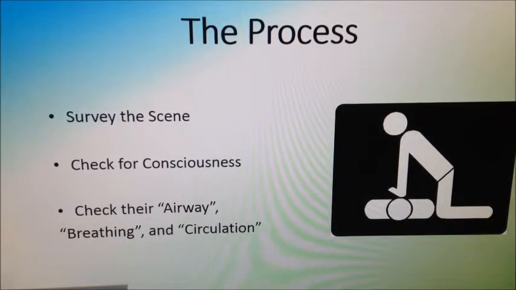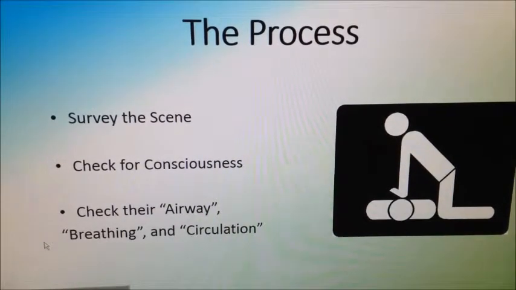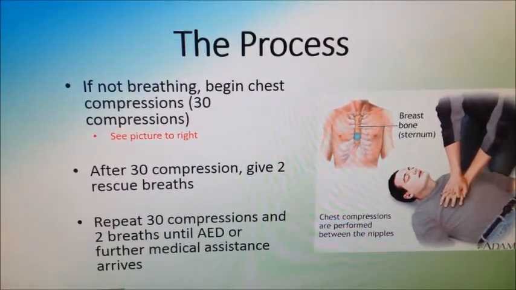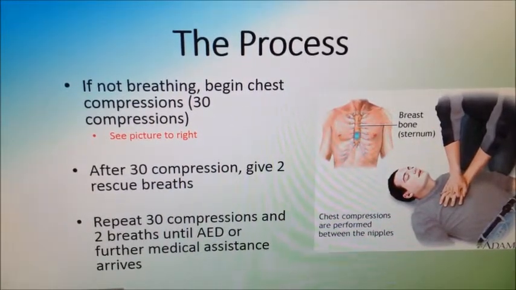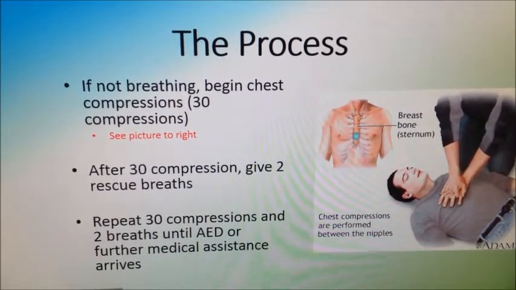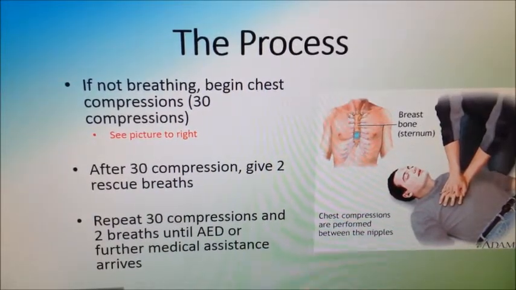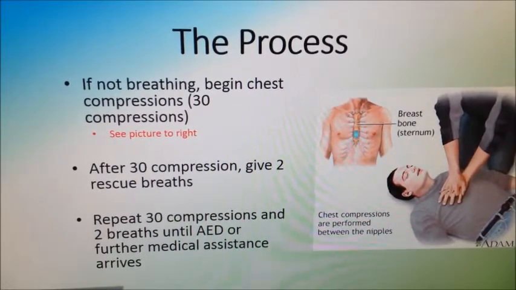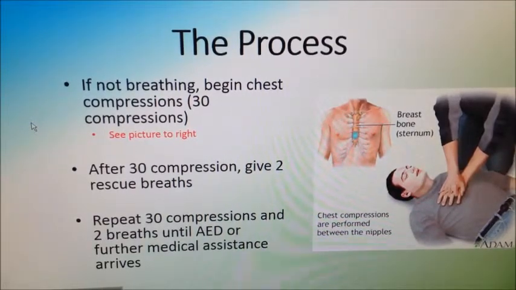After that, you want to check their airway, breathing, and circulation. Check for any signs of life. If the victim is not breathing, you want to begin your chest compressions using 30 compressions. You place your hands over the center of the chest as shown in the picture to the right. After you complete your 30 compressions, you'll give 2 rescue breaths. You want to repeat this process, 30 compressions and 2 rescue breaths, until AED or further medical assistance arrives.